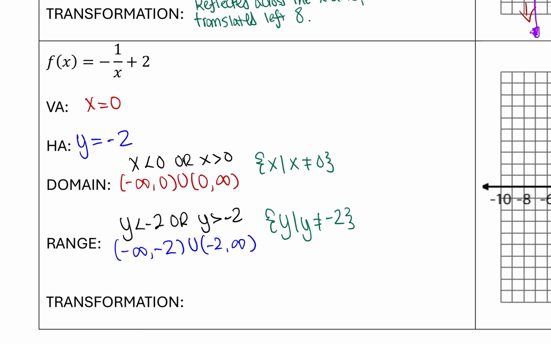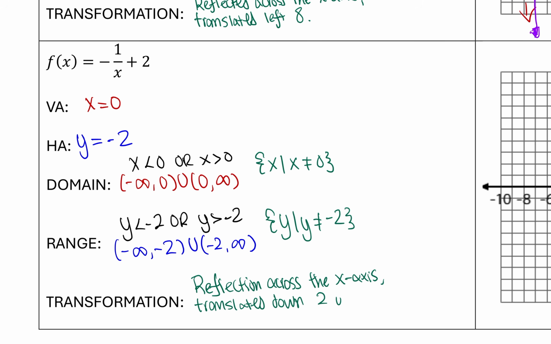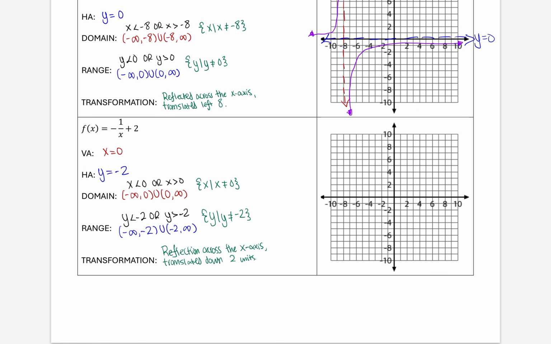For the transformation, we're going to indicate that this is a reflection across the x-axis, and we're going to indicate that this is shifted down by 2 units, or translated down 2 units. Okay, now we're going to go ahead and graph this rational function.